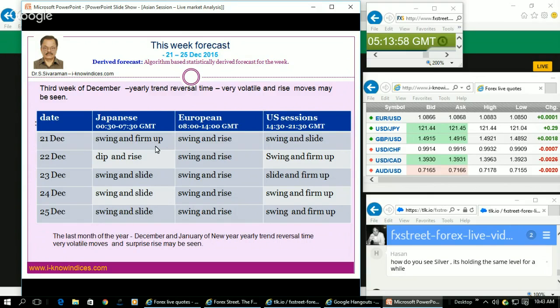Swing and firm up during the Japanese session today, and then swing and rise during the European session. And in the US session, there will be some slide in order to induce the traders to feel that the market is going to be bearish again. Then afterwards, they are expected to make a small dip during the start of the Japanese session, and start rising during tomorrow's Japanese and European sessions, and also during the US session. And on the rest of the days we will find a nominal slide during the Japanese session, and then a rise during the European and US sessions. That sort of moves they are expected to do.